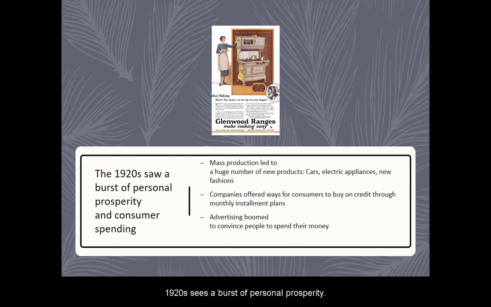So the 1920s sees a burst of personal prosperity. The average American now makes more money and has more disposable income than we've ever seen before. And this leads to a huge rise in consumer spending. Consumers are the people. That is the person that's buying the product.